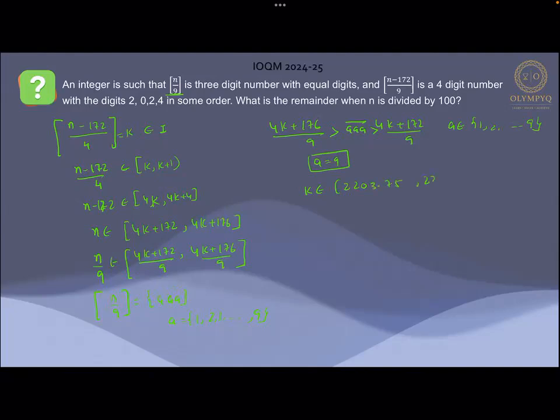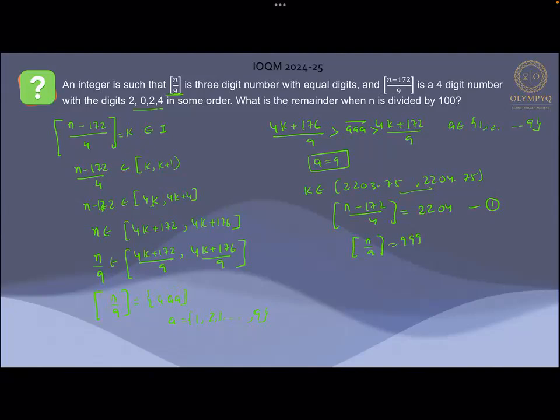is going to lie between 2203.75 and 2204.75. Therefore, floor of (n minus 172) divided by 4 is going to be equal to a number lying in this interval and made of the digits 2024, so this number is nothing but 2204. So this is the first one. Also, n by 9, in that case we got as equal to 999.